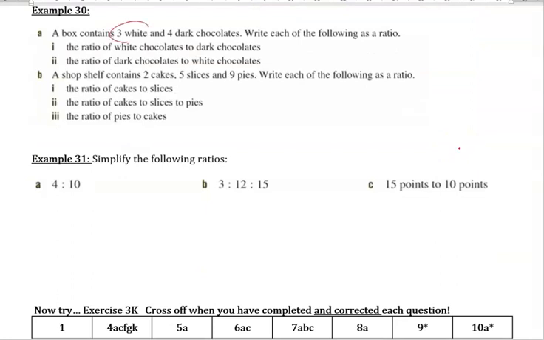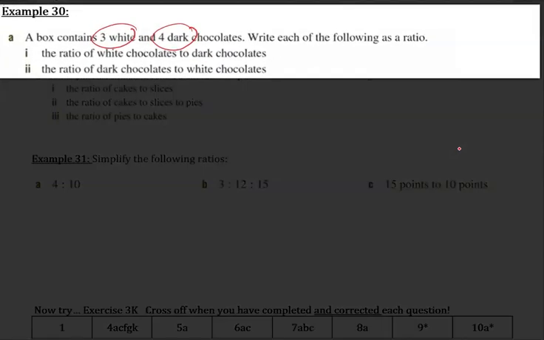Okay, we've got 3 white and 4 dark chocolates. I don't know which one you prefer, but I just eat them all. Write each of the following as a ratio. Okay, so now this is where the words count. We want the ratio of, first, white chocolates to dark chocolates. So we know we have 3 white chocolates and 4 dark chocolates. So for every 3 white chocolates, there are 4 dark chocolates.